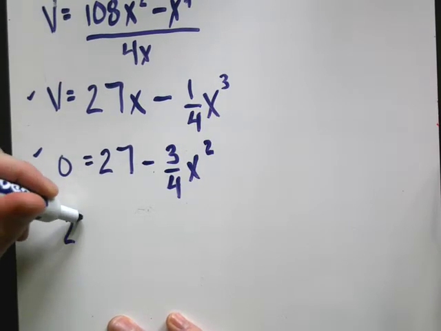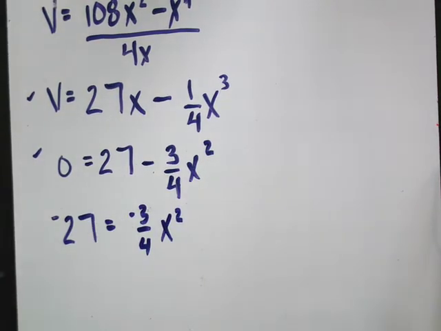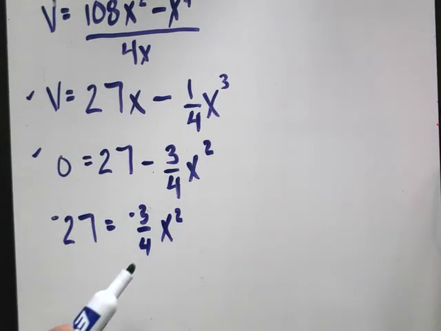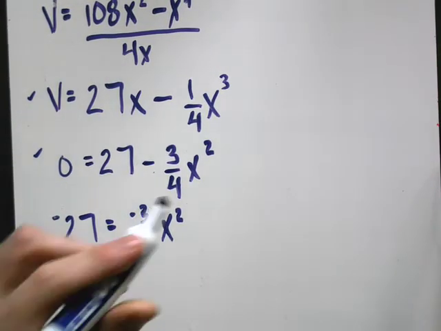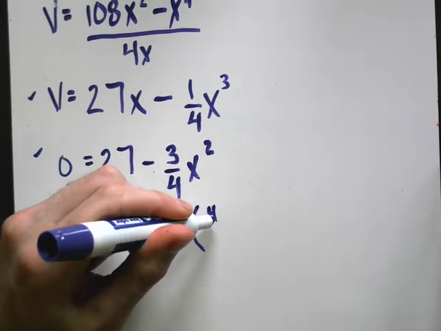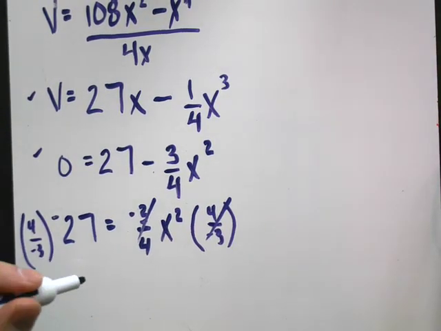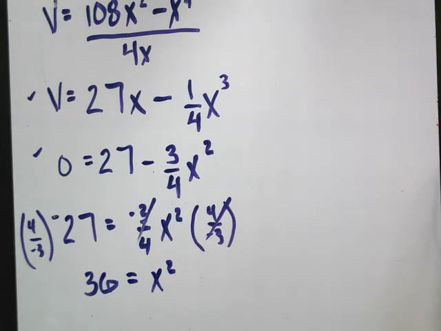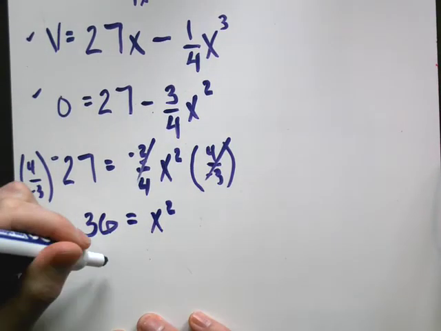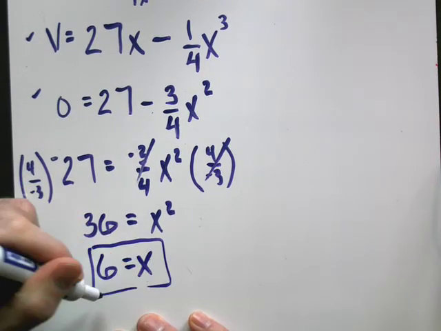So I'm going to say negative 27 equals negative 3 over 4 x squared. Okay, so just keep working through here. You'd want to multiply both sides by 4, and then you'd want to divide by negative 3. Another way you could do that is just multiply by the reciprocal, right? So that cancels this whole side out, multiply by the reciprocal, and you end up getting 36 is equal to x squared. Okay, and obviously when you take the square root of that, you get x equals 6.